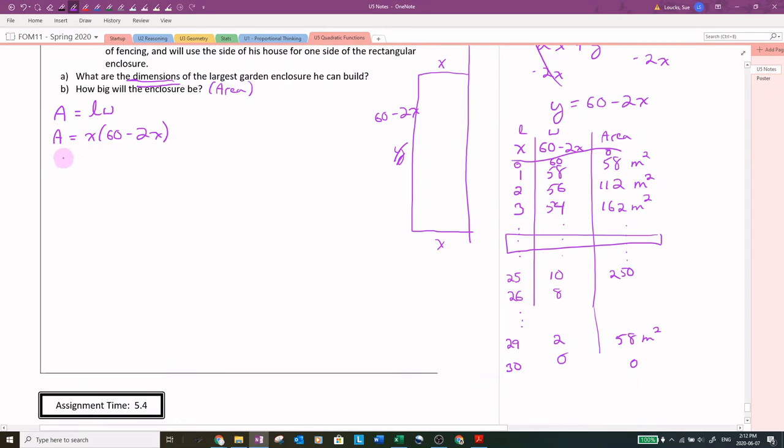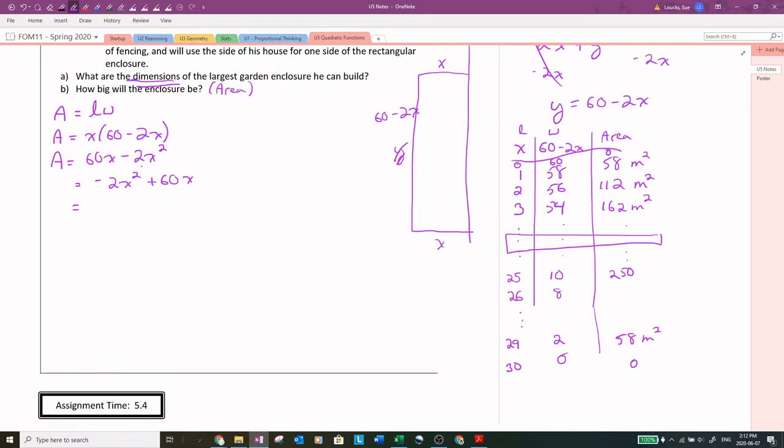We want to expand this out. So this is a equals 60x minus 2x squared. And then we're going to write it in the way we usually see it, which is minus 2x squared plus 60x. And then you're going to factor it, because we need it to have a useful equation for us. We need it either in vertex form or in factored form.